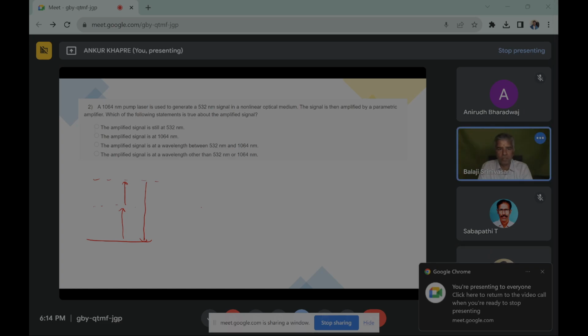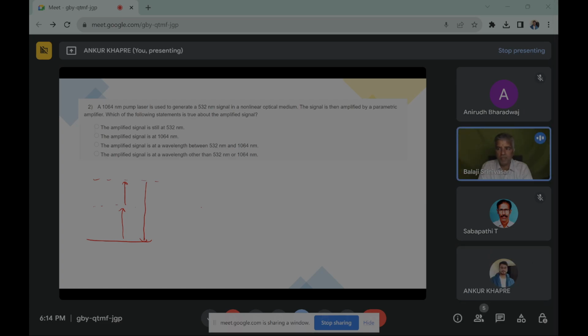Okay, so the 532 nanometers is already generated. Now it's entering a parametric amplifier. Now what will be seen at the output? Hope that's clear, Anirudh. Yes, sir. That parametric amplifier, I think I have to go over it again a little bit. So that parametric amplifier can basically amplify the 532 nanometer.